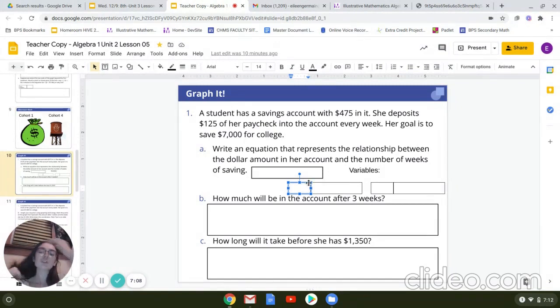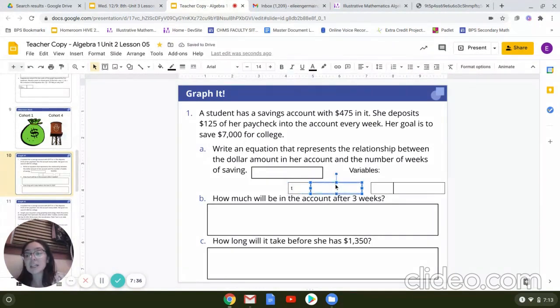Okay. So first thing we're going to do here is identify some variables. I want to use variables that pertain to the things they're talking about. We can use X and Y, but I want to be a little more creative and thoughtful in the way that we choose these variables. We have a variable that represents the total amount in her savings account. We could use A, or we could use T, and that would represent the total amount of money in her account. Okay, that's the first variable.